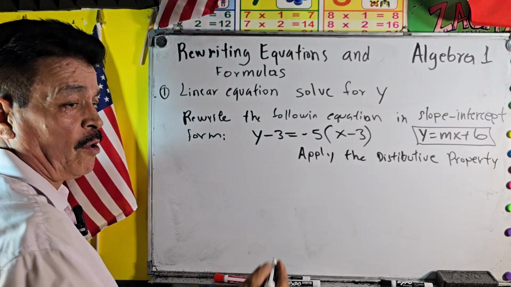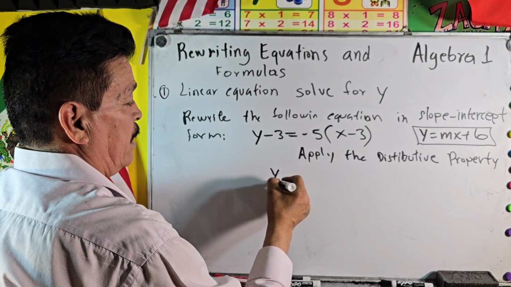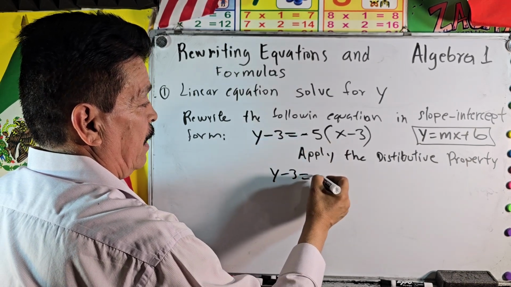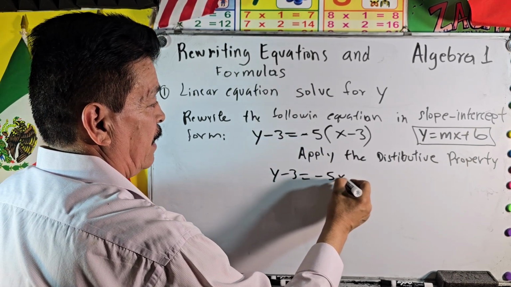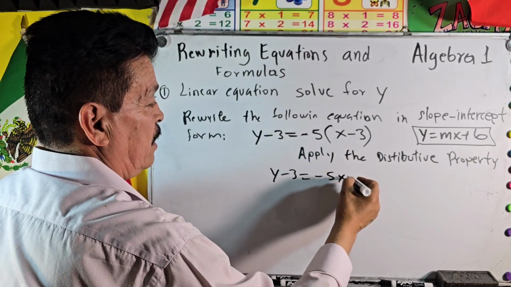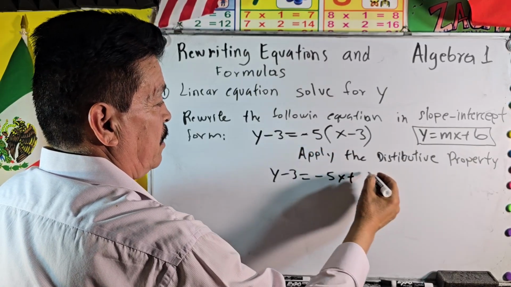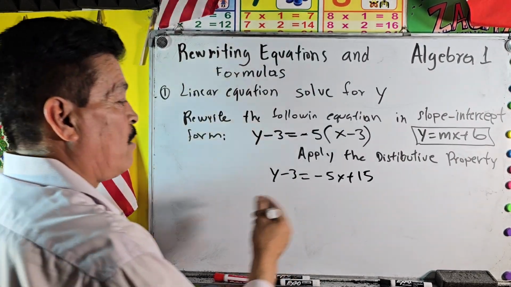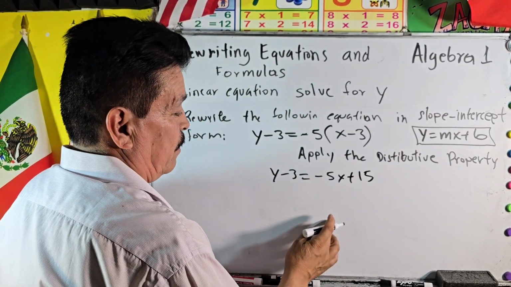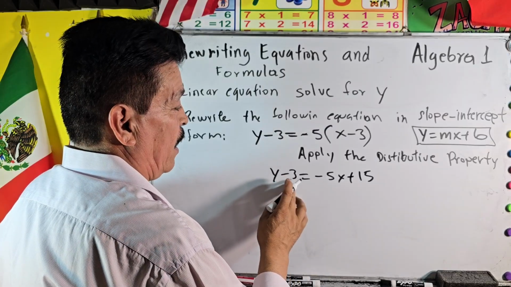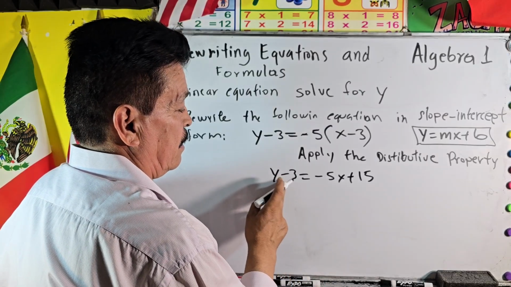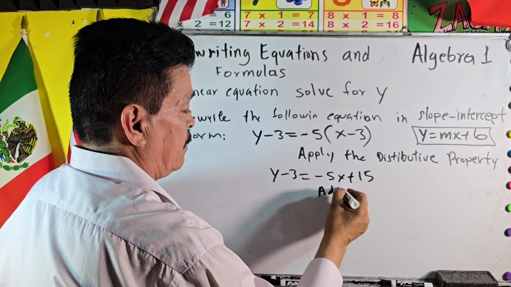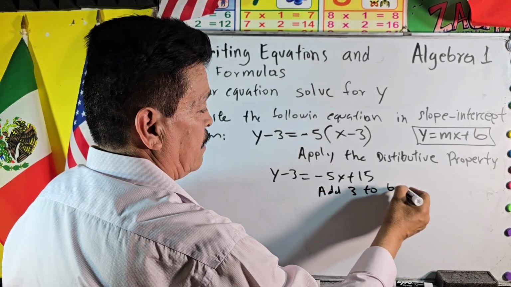If you apply the distributive property, you will have y minus 3 equals negative 5 times x, which is negative 5x. Negative times negative is positive, and 5 times 3 is 15. All right. So now we have more space. We have to add 3 to both sides.